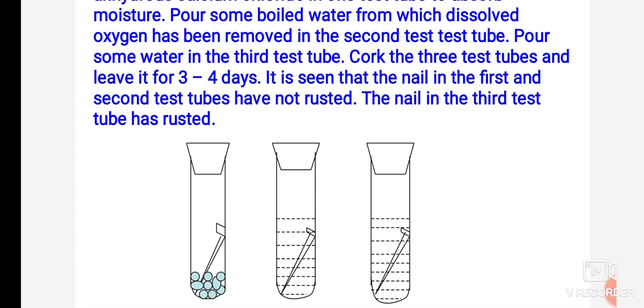So what do you think, which nail will get rusted? Obviously the third nail will get rusted, because for rusting we need water as well as air.